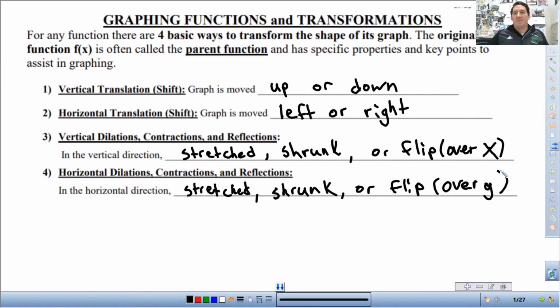We'll talk about it. But here's the thing with this. With most of these, you can get the same result from the vertical dilations. We really only deal with the vertical, so we don't have to worry about the horizontal dilations, contractions, and reflections. The vertical shifts and horizontal shifts, we'll be doing those. We'll be doing the vertical dilations, contractions, and reflections. We're not going to worry so much about the horizontal. All right, so moving on.